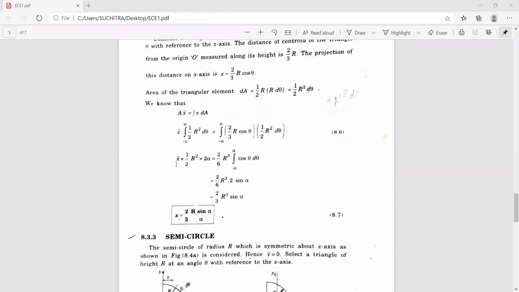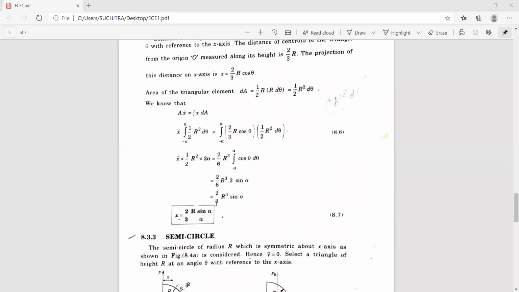On the left hand side, you have r square by 2 alpha, that is x bar. So we want this x bar. On simplification, x bar works out to be 2/3 r sine alpha by alpha. It will be x bar equal to 2/3 r sine alpha by alpha.